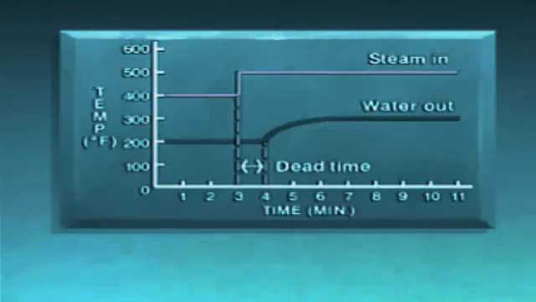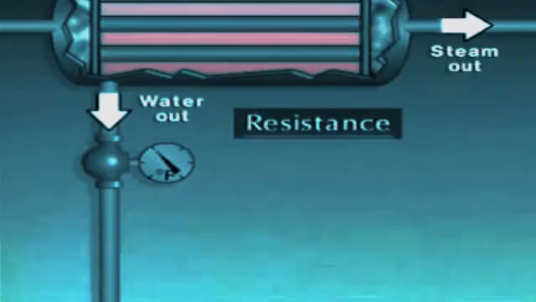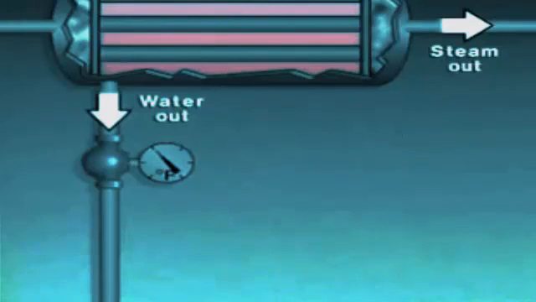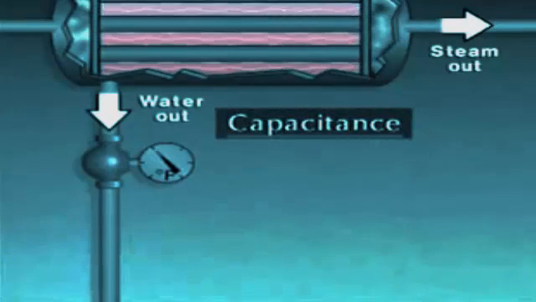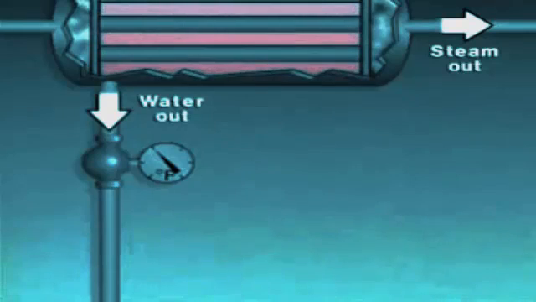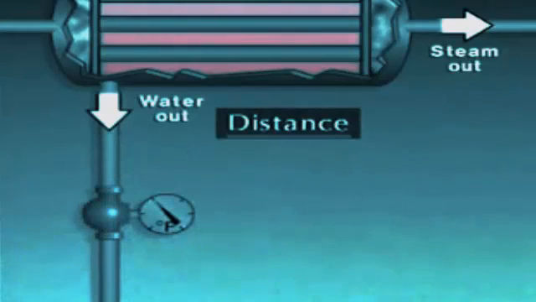It can be thought of as the amount of time required to transfer energy from one point to another. In the heater, the transfer of heat from the steam to the water was delayed because of resistance to heat transfer through the tubes, and because of the water's capacitance, or the ability of the water to store heat. Another factor that can contribute to dead time is the distance that the heat has to travel to reach the temperature gauge. In this case, the greater the distance from the heater to the gauge, the greater the dead time.